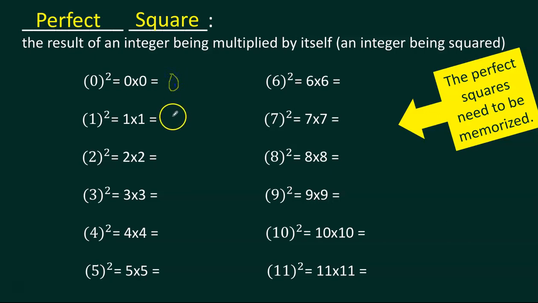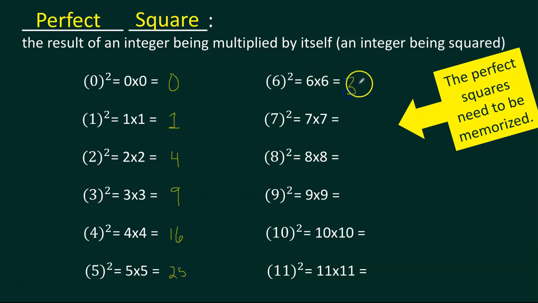So did you get 0 times 0 to be 0? I hope so. 1 times 1 is 1. 2 squared is 4. 3 squared is 9. 4 squared is 16. 5 squared is 25. You should be checking your work right now.